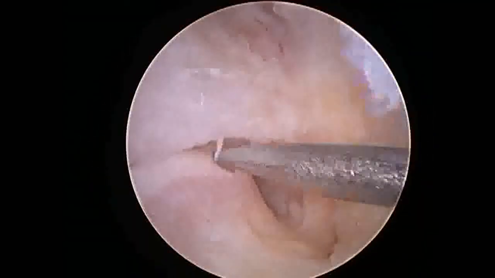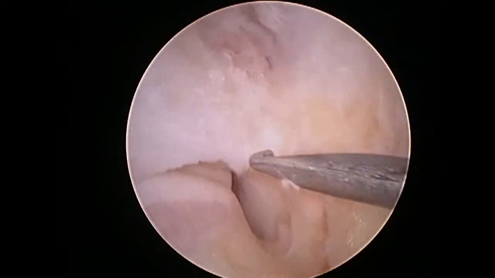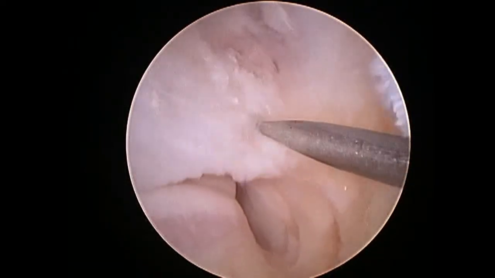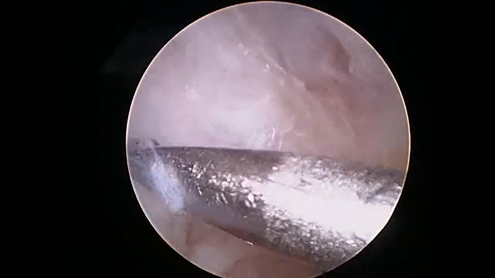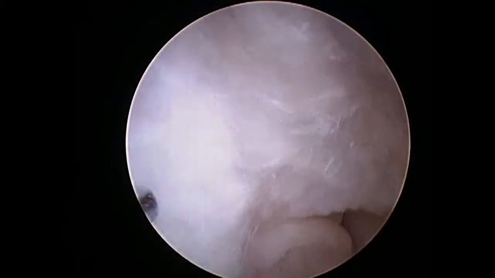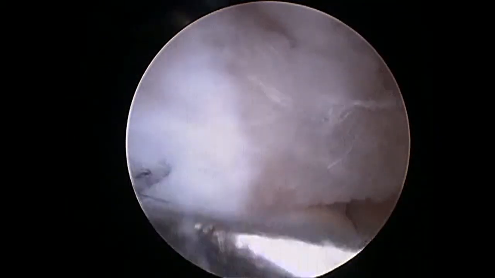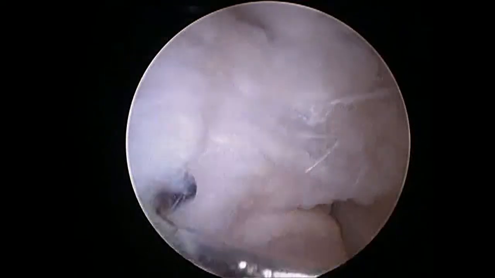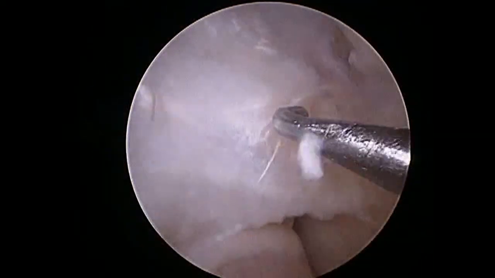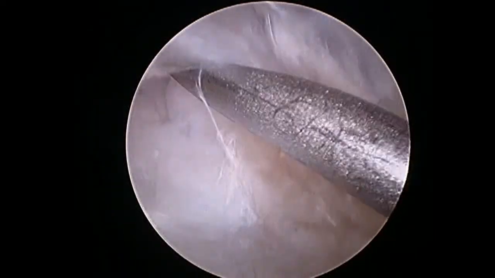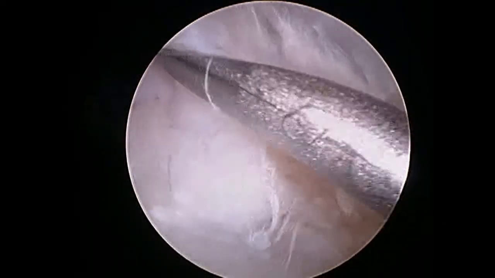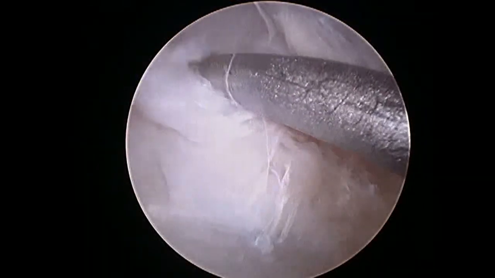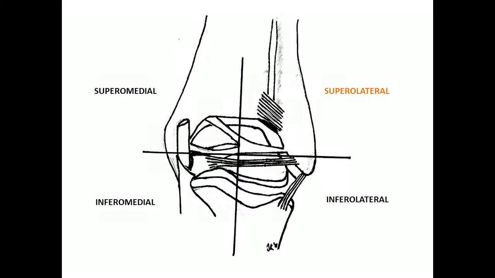Here, the posterior intermalleolar ligament is visualized, running laterally to medially, with some of its bands attaching to the lateral talar process. This divides the quadrants into their superior and inferior components, and here the superior tibial insertion band is visualized, dividing the quadrants into their lateral and medial components. So in our sequential approach, we start with the superolateral quadrant.